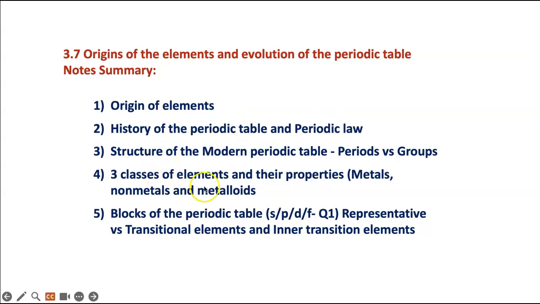And there are three main classes of elements: metals, nonmetals, and metalloids. We talked about the periodic table being arranged as S, P, D, and F blocks. We learned that S and P block elements are called representative elements because their group number corresponds exactly with the number of valence electrons. And then D block is called transition elements, and then F block, because it fits inside D block, is called inner transition elements.